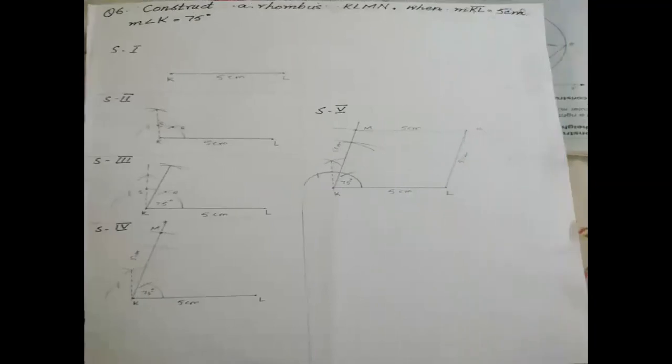Yes, come to the construction. Question number 6: Construct the rhombus KLMN when the measurement of KL is 5 centimeter and the measurement of angle K is 75 degree. Only one side and one angle are given, but we know that in the rhombus all sides are equal. It means the measurement of all the sides of the rhombus will be 5 centimeter. In the first step, I draw a line KL, 5 centimeter.